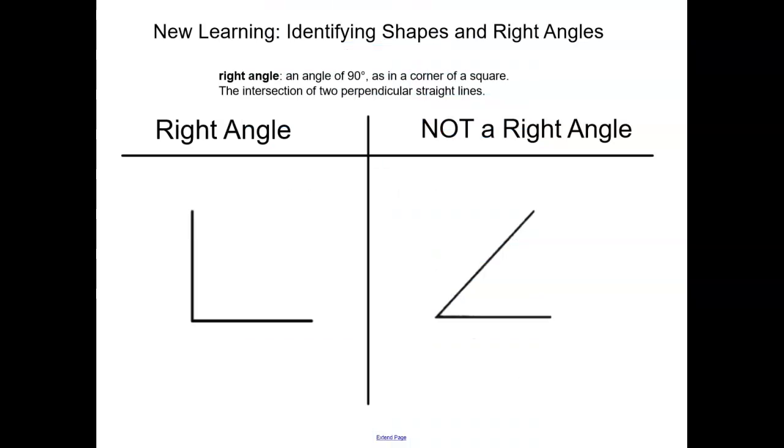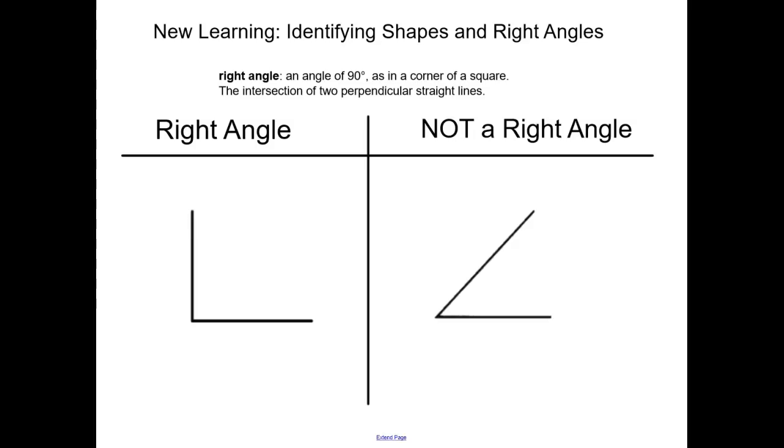Okay, 3rd graders. So after you identify polygons today, you are going to determine the number of right angles each polygon that we identify has. So sit up really straight and focus because this is our new learning today. Our new learning today is identifying right angles within a shape.